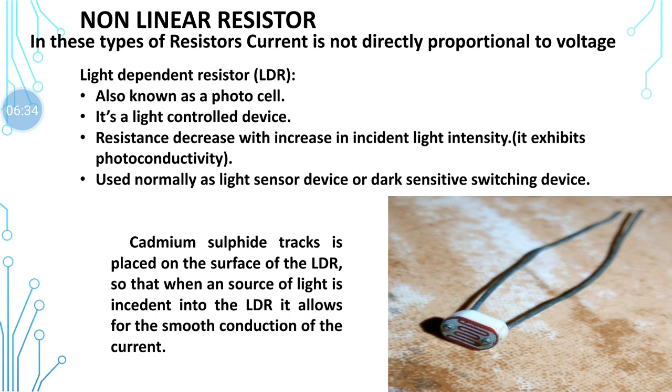It is normally used as a light sensor device or a dark sensitive switching device. On top of this LDR, a cadmium sulfide track is placed so that when light is incident on it, it has a smooth conductivity of current.